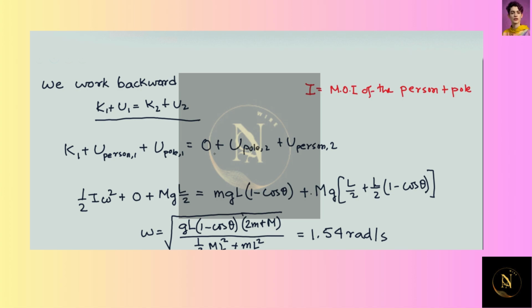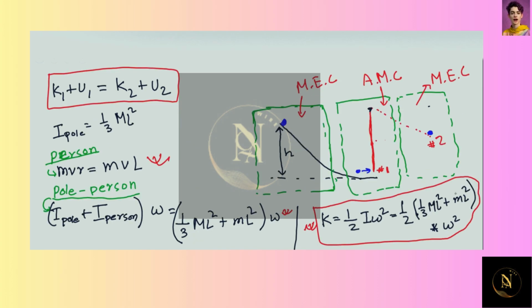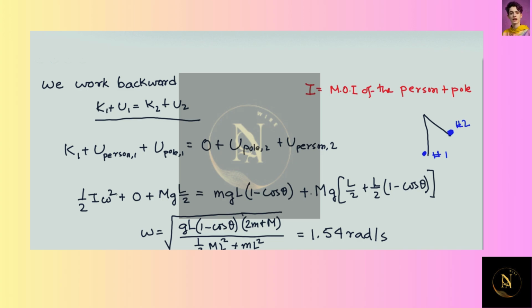Then at point 2, let me draw it one more time around here. So this is point number 2, point number 1, and here we don't have any kinetic energy because it swings and stops around here, then it goes back. So there's no kinetic energy here, but we have potential energy. Now we see that at this point we have the rotational kinetic energy, and we have already calculated this part, so we'll use that here.